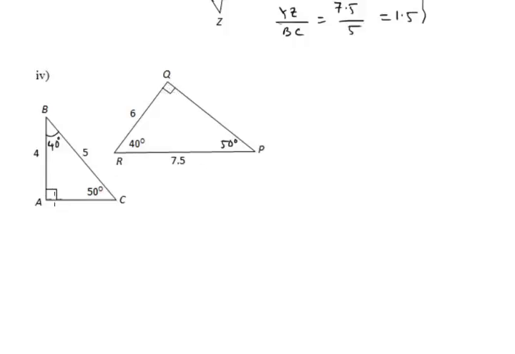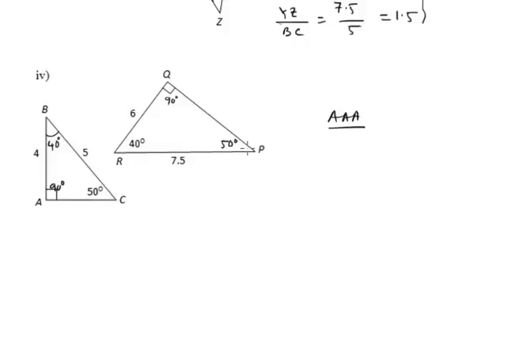So now we can see that this one is 90 degrees, this one is also 90 degrees. So here angle A equals angle Q, angle B equals angle R, and angle C equals angle P. So three angles are equal. So these two triangles are similar, and their corresponding angles are: A corresponds to Q, B corresponds to R, and C corresponds to P.